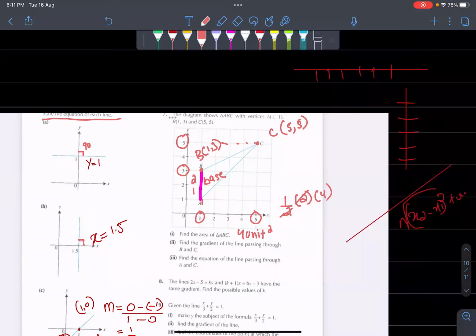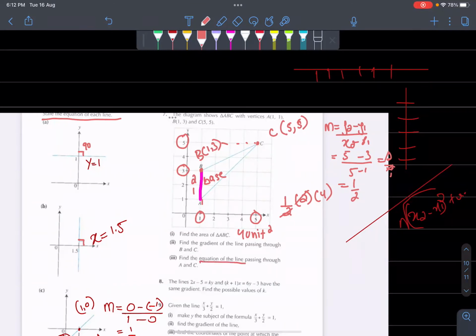So now I can directly find the gradient. M equals y2 minus y1 upon x2 minus x1. Now I can take any coordinates. I'll directly do 5 minus 3 upon 5 minus 1. So 2 upon 4, simplified, 1 by 2. That's my gradient for part 2. Now I'm doing part 3. Find the equation of line passing through A and C.